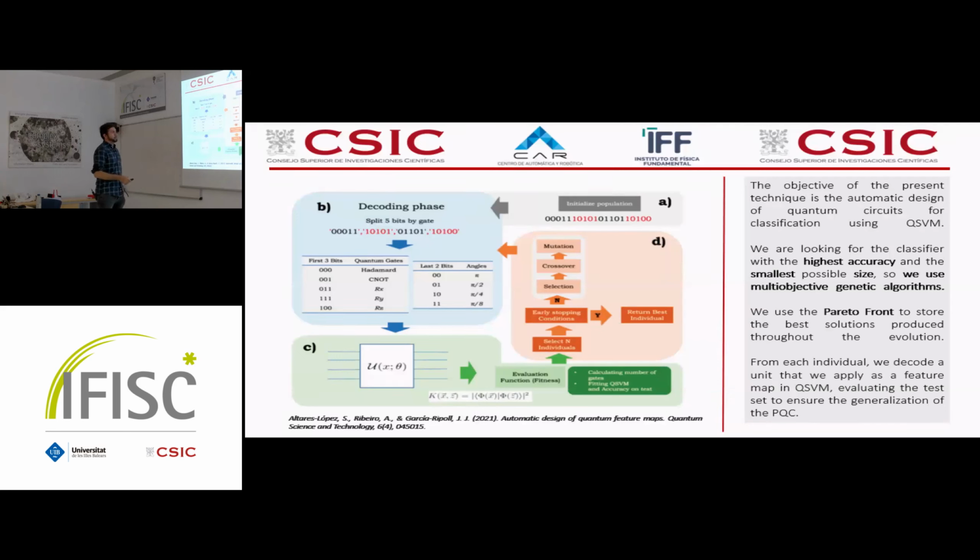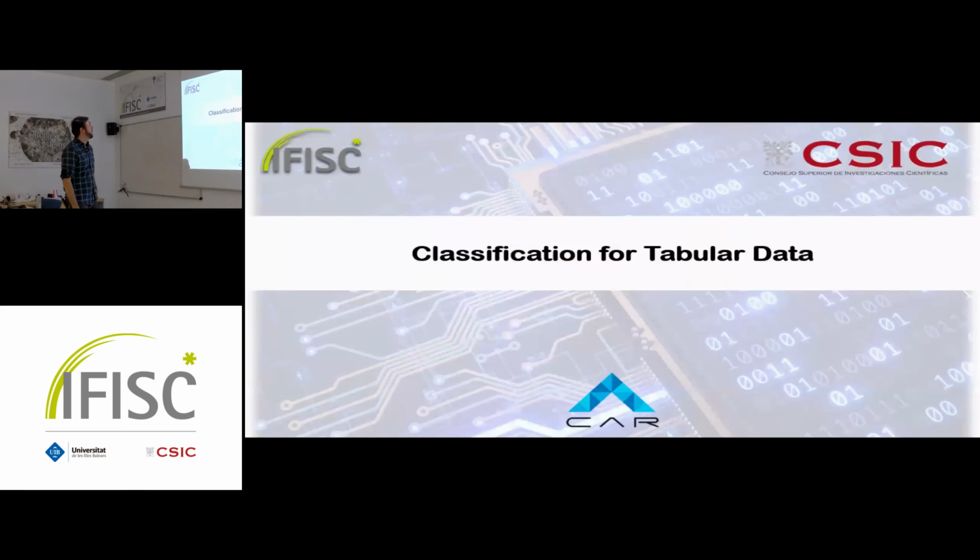This is important because we are using the Pareto front, which is a multi-objective genetic algorithm. It's not one objective, but two. So we have to search for the trade-off between complexity and accuracy, depending on the task, for sure. So let's go to the tabular data now that I've presented the machine learning, the genetic algorithms, and the technique we have developed.